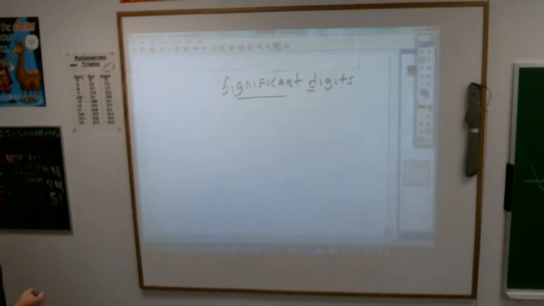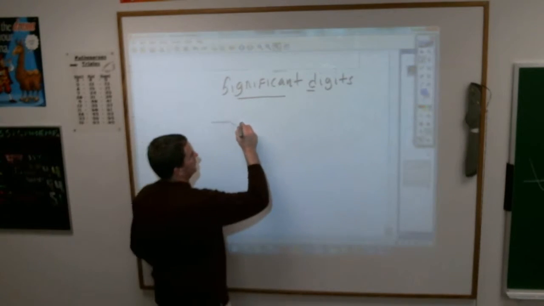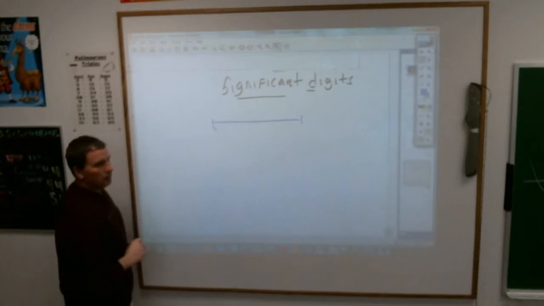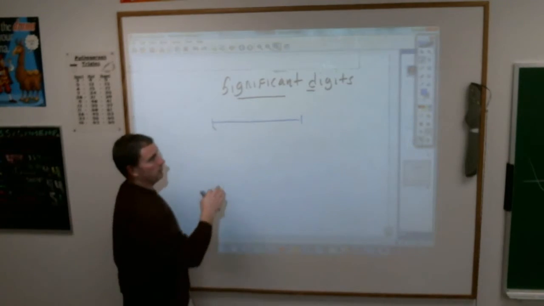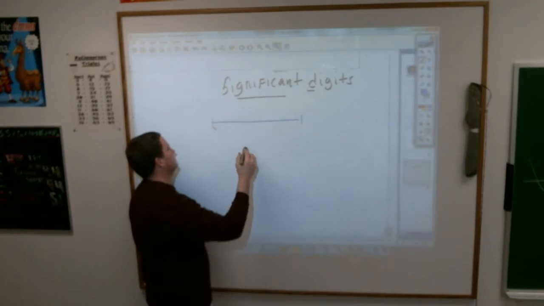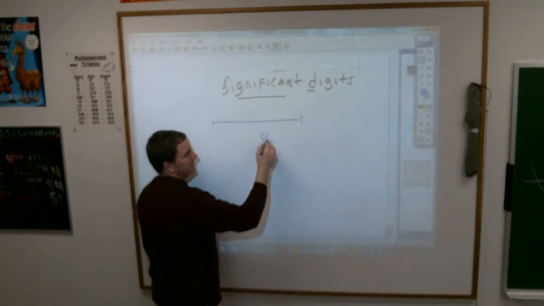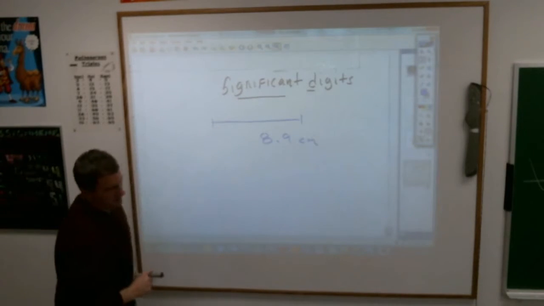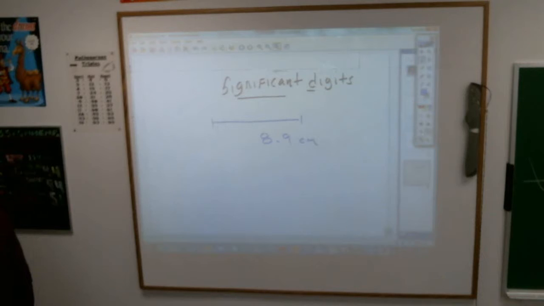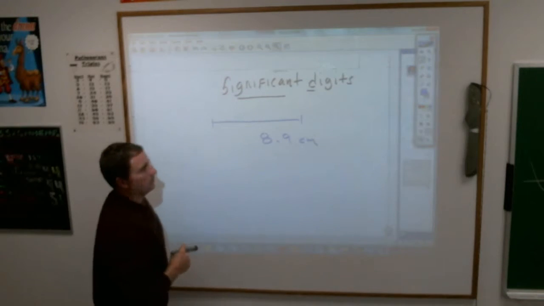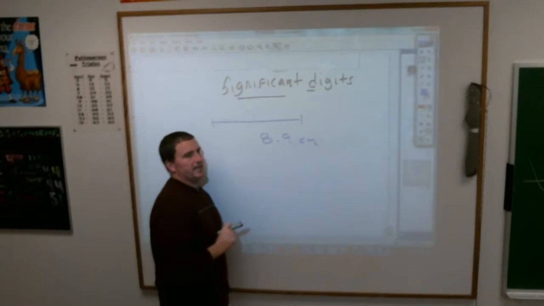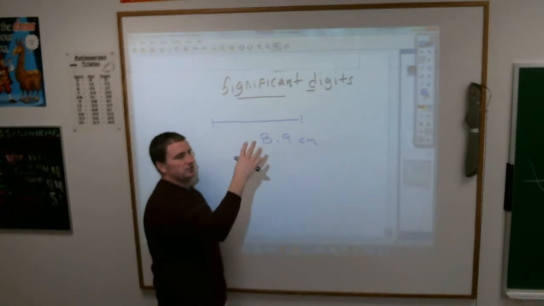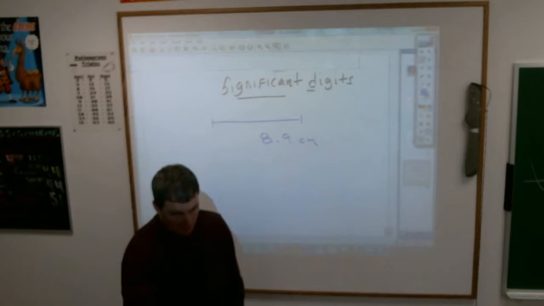Okay, one must understand, if I asked you to measure a line and you measured this out, and let's say it was, I'll just pick a random number, 8.9 centimeters, even though that's longer than that. Okay, that is probably not going to be an exact measurement, because it's only as exact as the measuring device that I'm using is.